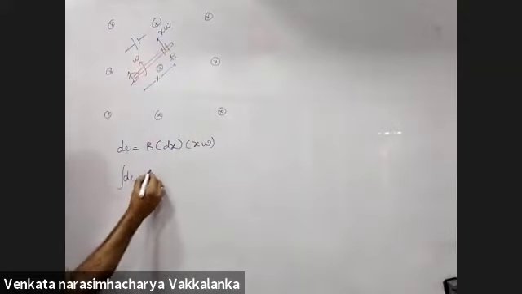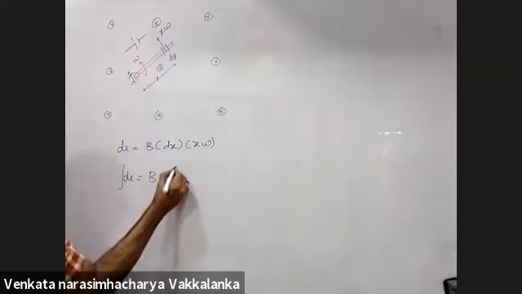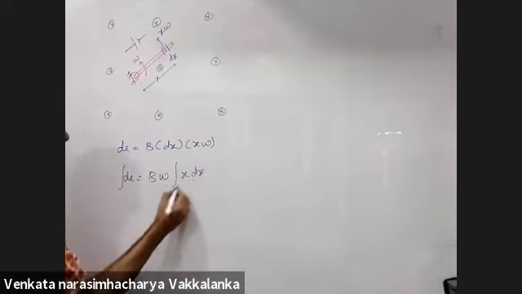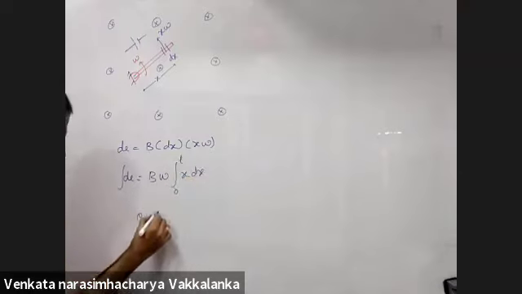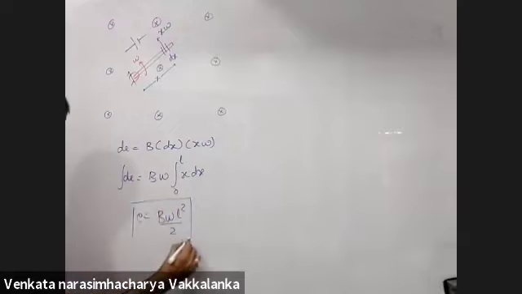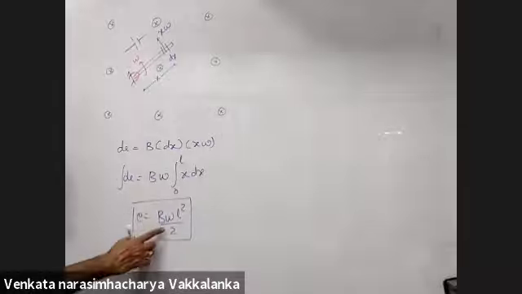All such batteries from here till here are added up. So integral of d, B is constant, omega is constant, x dx from 0 to L gives B omega L square by 2. So for a thin rod rotating with an angular velocity omega, the motional EMF is B omega L square by 2. A standard formula which you are expected to remember.